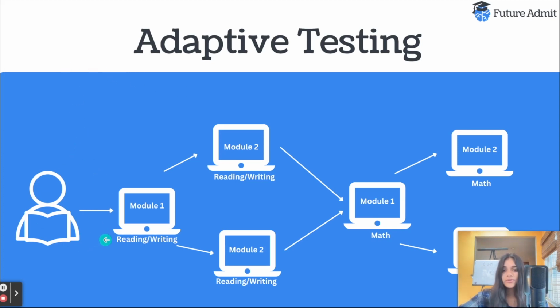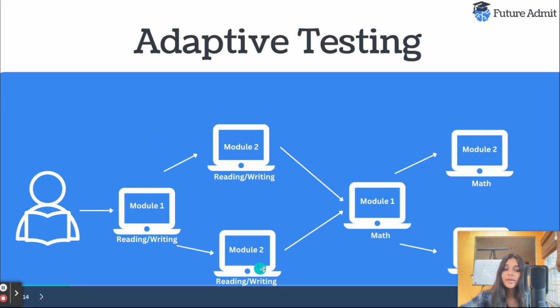Basically, you go in, you take the test. The first module is going to be about reading and writing. When you're taking the reading and writing, this is module 1. This is like the first section, mini section in the reading and writing section, right? When you take this module, your score, so how you perform basically, if you do really well on it, you're going to get a harder module 2. If you do really bad on the first module, you will get an easier module 2.